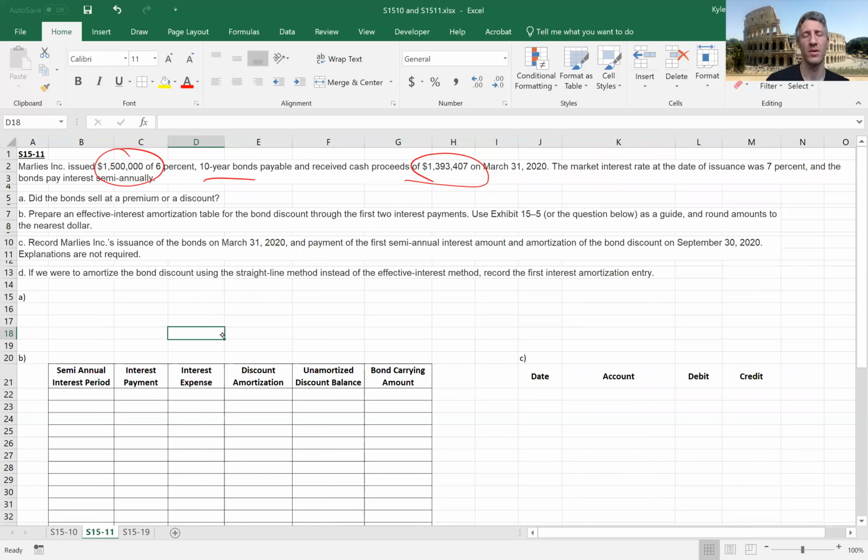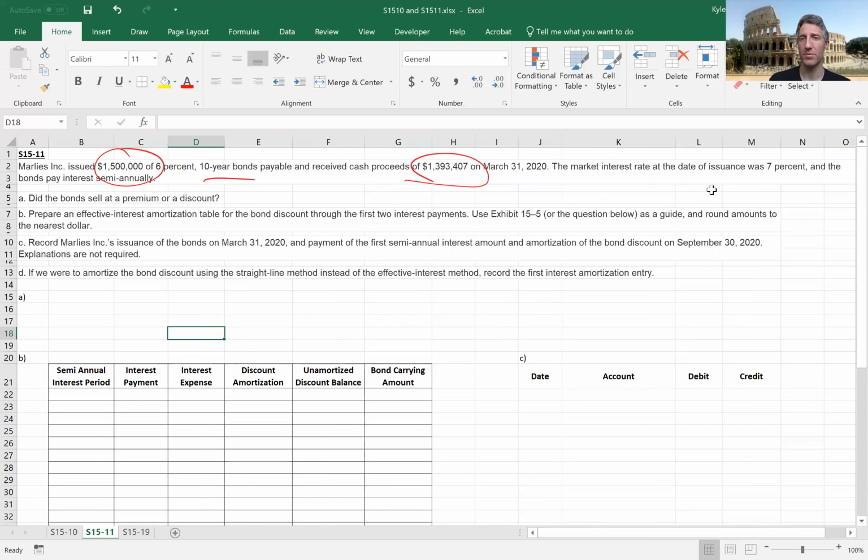How could that be? Well, remember, when market interest rates decrease, bond prices increase. So this is what's known as the inverse relationship between interest rates and bond prices. But here, the bond price was actually issued lower, which means the interest rate must have increased. So that means that it was issued at a discount because the cash proceeds were less than the face value.